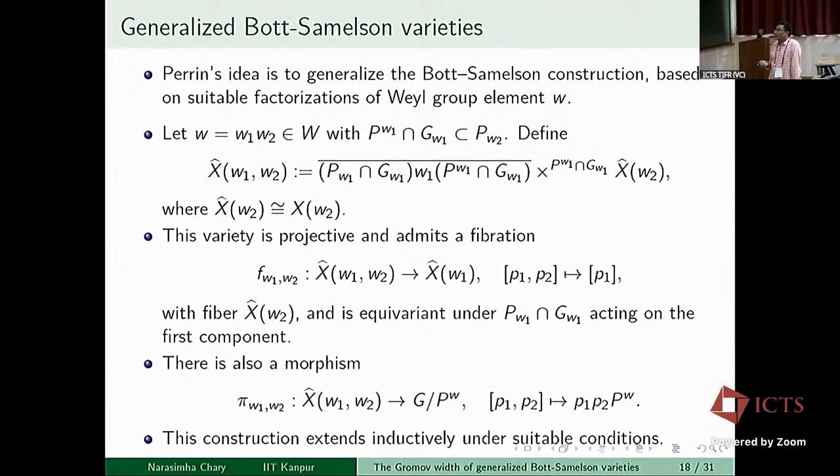So this is one side. On the other side, you can also have a map to your flag variety, G mod P upper W. So now we can extend this construction to any number of factors. We have two factors, but we can extend this construction to any number of factors.